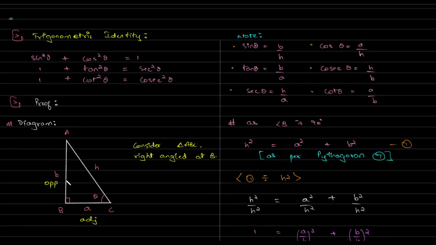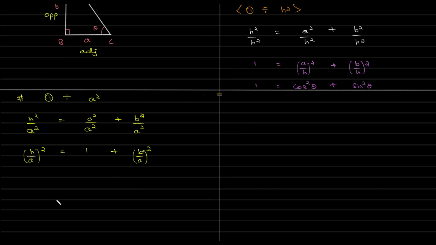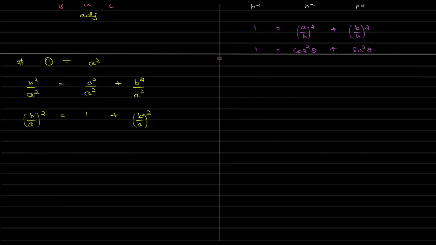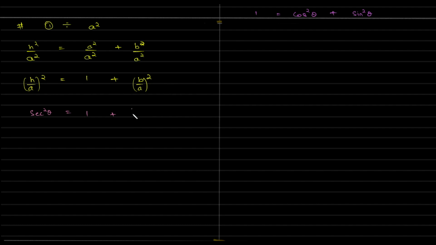Now, what is hypotenuse by adjacent? Hypotenuse by adjacent is secant theta. So this basically becomes secant square theta is equal to 1 plus B by A the whole square. What is B by A? B is opposite by adjacent, tan theta. So this is tan square theta. And you have your second derivation done.